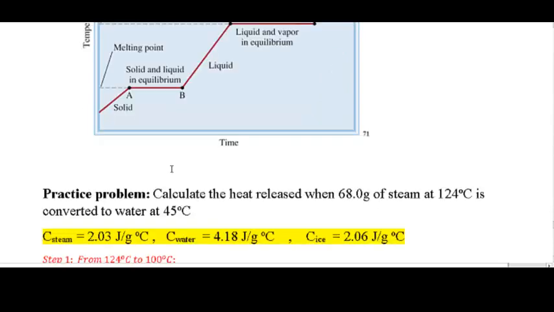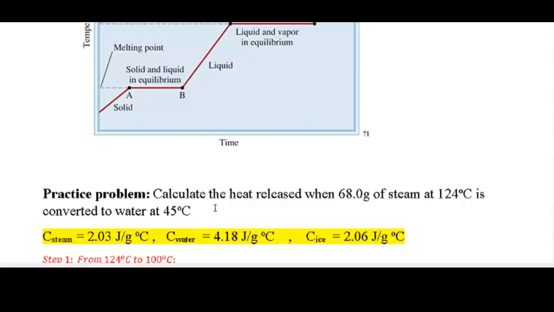So let's do a practice problem here. Calculate the heat released when we're going from 124 degrees C to 45 degrees C of water. So we're actually cooling. So this is a cooling curve, not a heating curve. But it doesn't matter because heat released means that our end heat is going to be negative.